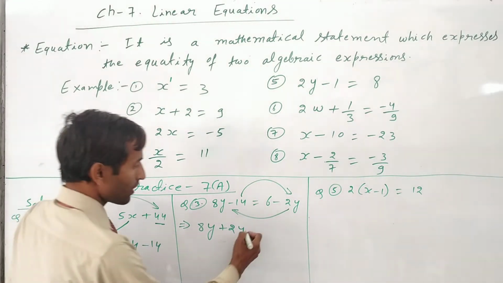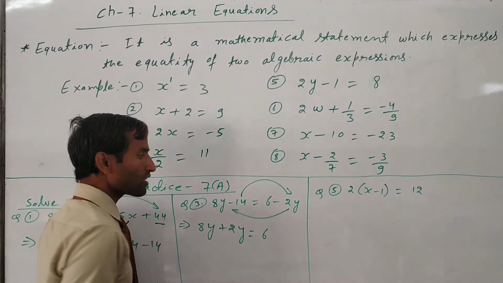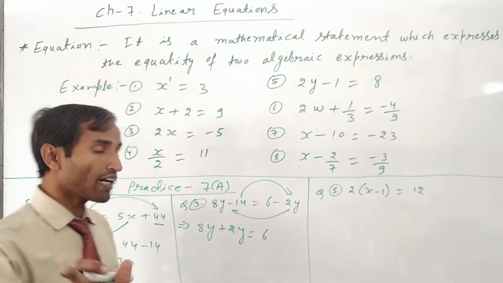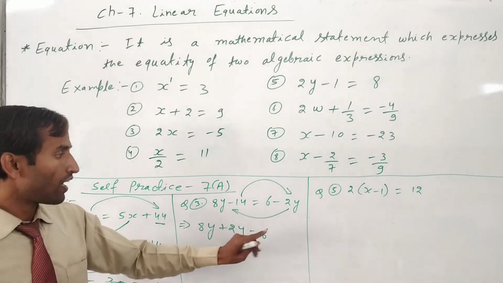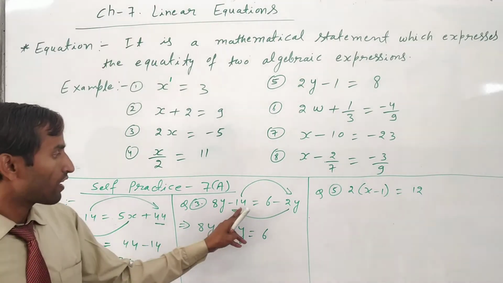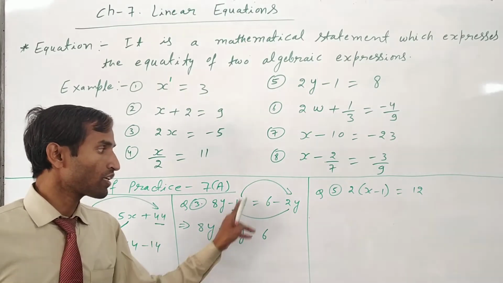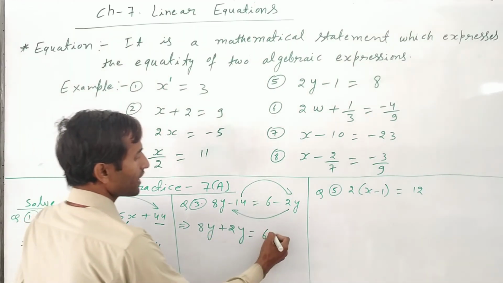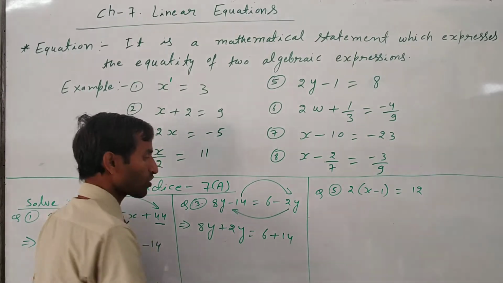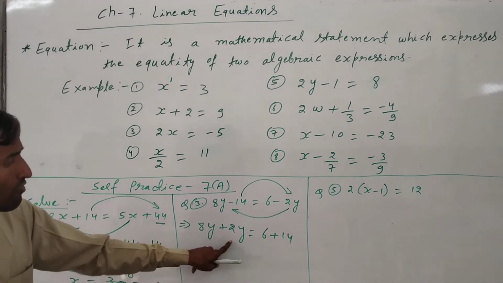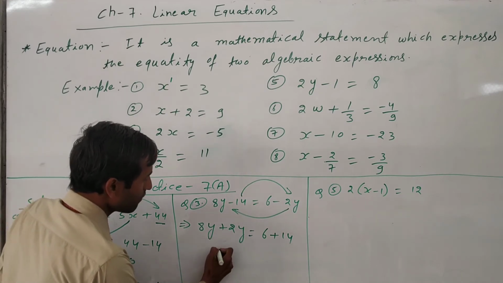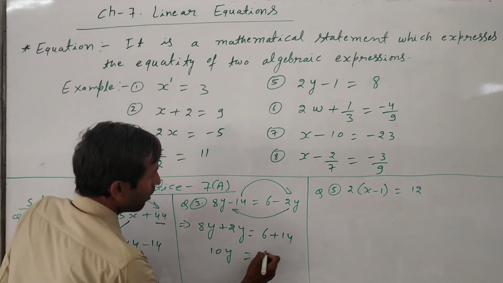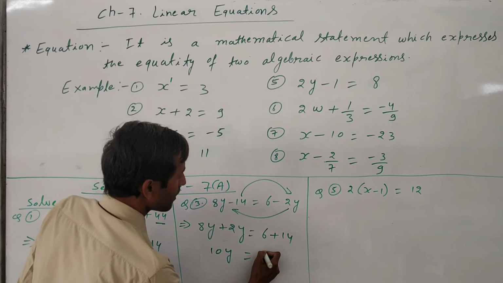Okay. Now this one is 6. Just write down 6 as it is. There will be no sign change for the 6 because I have not shifted this one. This one we have to shift. So minus 14 will go that side, then it will become plus 14. Okay. Now we will add because both are plus. So 8 plus 2 will come 10y. Okay. Now 6 plus 14 will come 20.